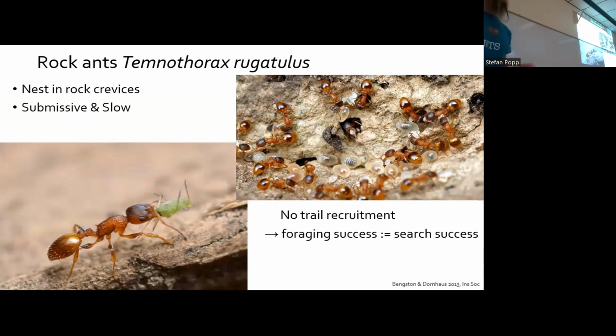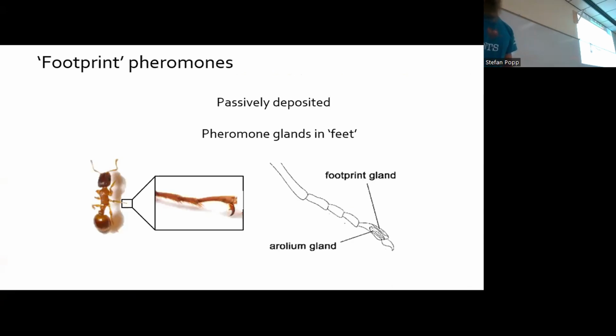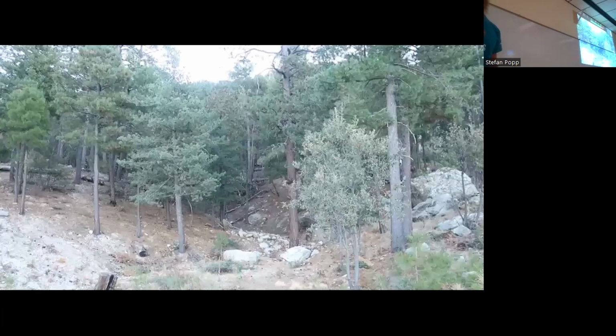So that means that the foraging success of any colony is defined more or less by the search success of every individual that goes out and searches for her own. They also deposit footprint pheromones, and we assume that they are passively deposited by just the ant walking over a surface. And there are also some pheromone glands in the feet that facilitate that.